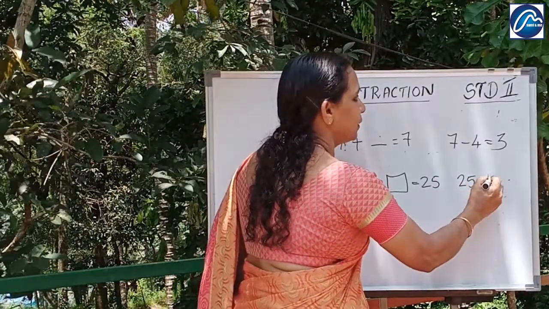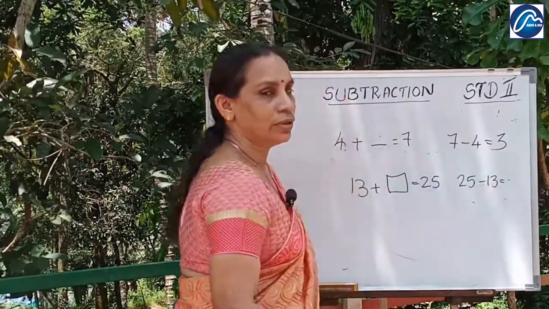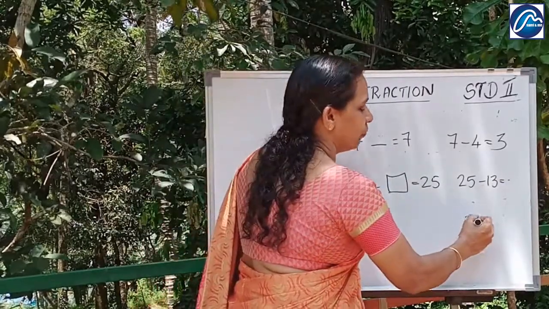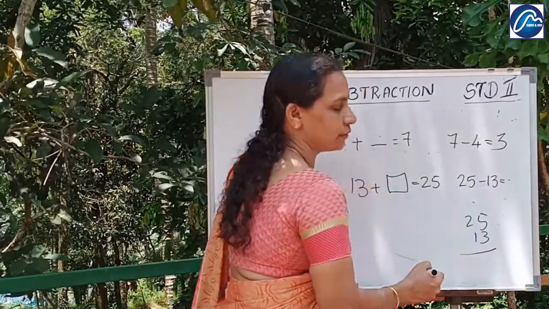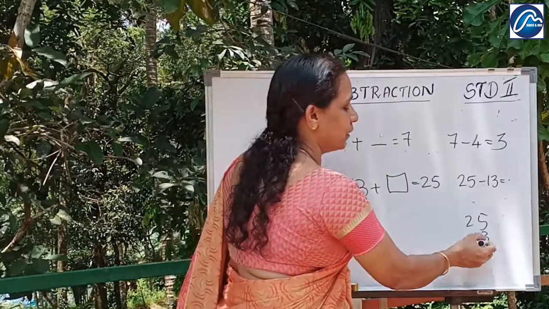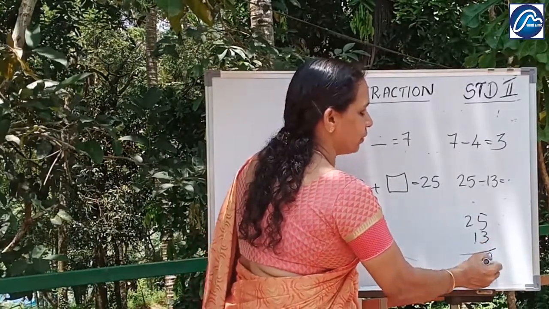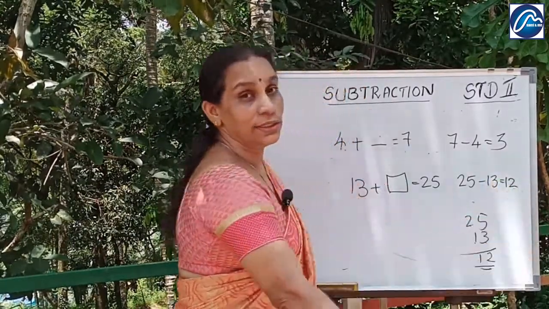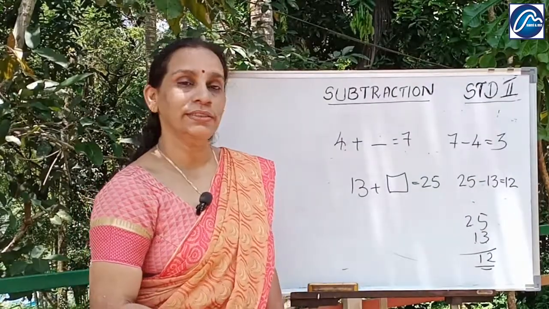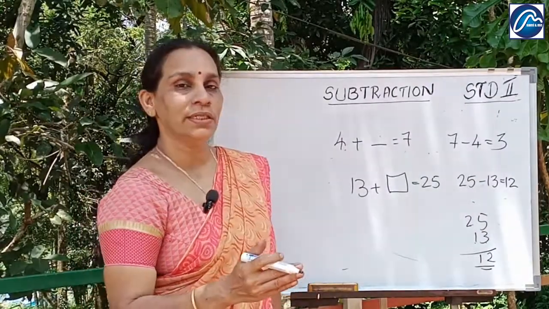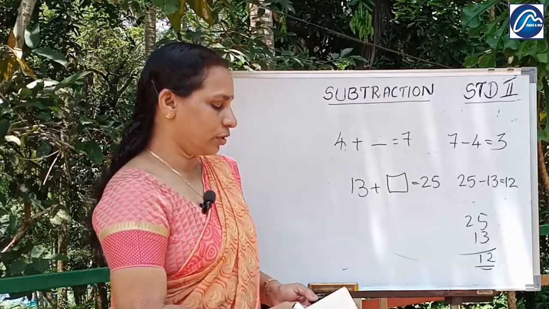25 minus 13 is equal to, and you have to find out the answer like this. 5 minus 3, 2. 2 minus 1. Answer is 12. 25 minus 13 is equal to 12.